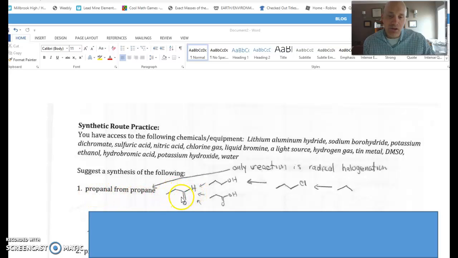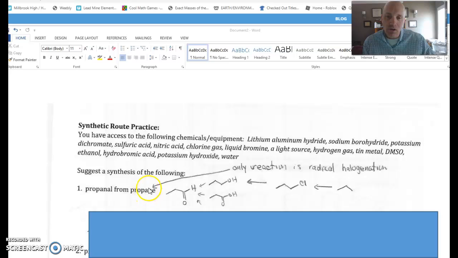The first thing that comes to mind there is that you can get it either from the oxidation of an alcohol, or eventually from the reduction of a carboxylic acid. Remember, an aldehyde's oxidation state is somewhere in between. The alcohol is the most reduced. If you oxidize it up one level, it's an aldehyde. You oxidize it up one more level, it's a carboxylic acid. So that's a starting position.